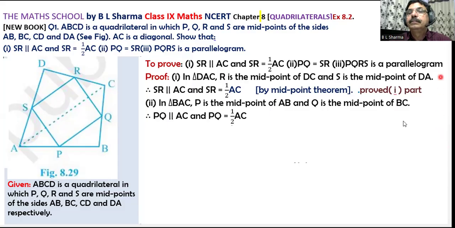Here you will see that PQ is half of AC and SR is also half of AC. Half of AC is equal to half of AC. That is why we can say PQ is equal to SR. And this is what we have to prove in the second part.